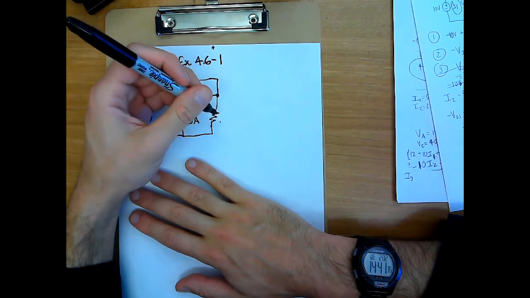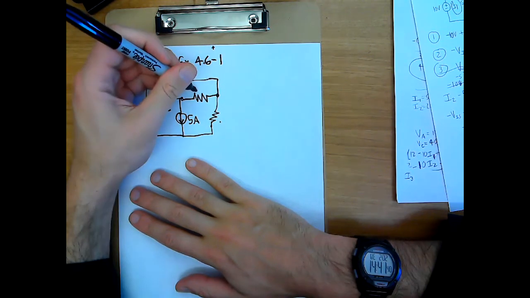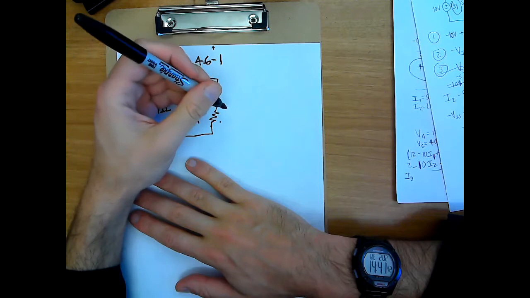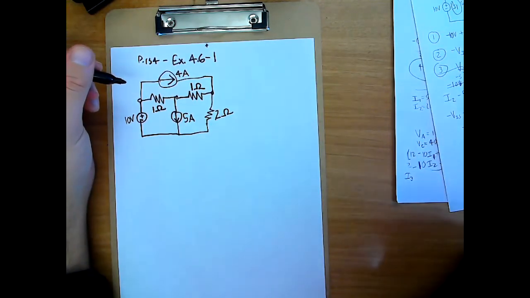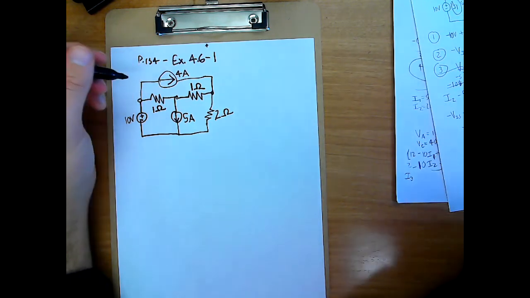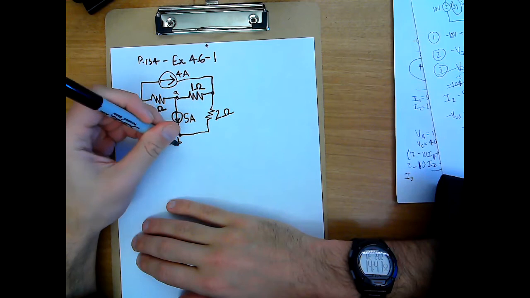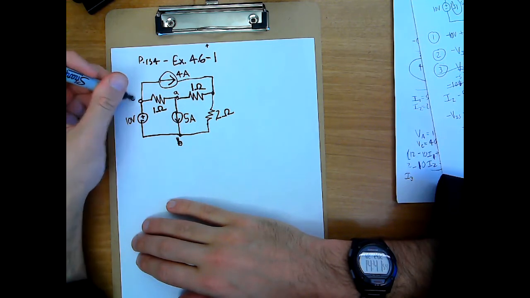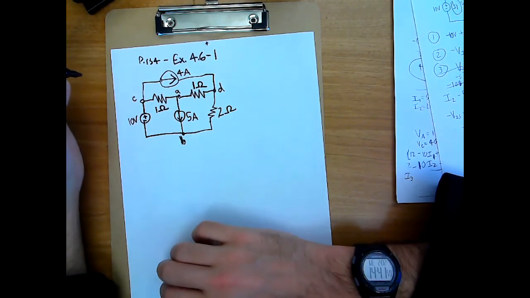Okay, let's see. This guy's 1 ohm. This guy is 1 ohm. This guy is 2 ohm. All right. We'll just throw some things on this. I think we tried this during class, so let's get it on.